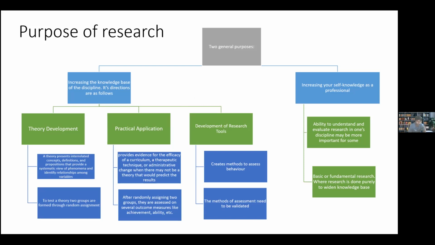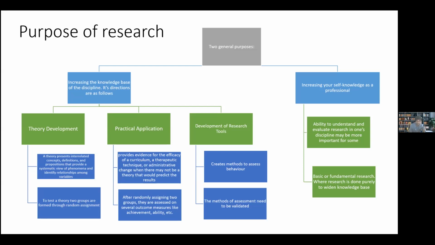So the Beck's Inventory for Depression, right? And you may know the State-Trait Anxiety Inventory. So those measure depression and anxiety respectively, right? So these things were a product of research. They were not developed just by guesswork. There was a lot of research that was put into it. So one of the other purposes of research is to develop research tools.